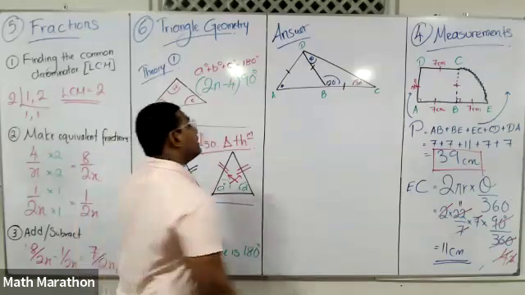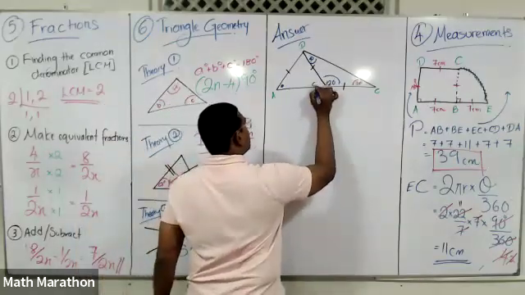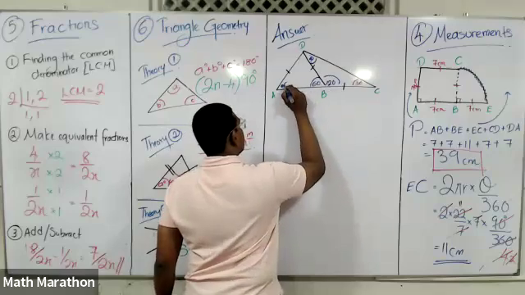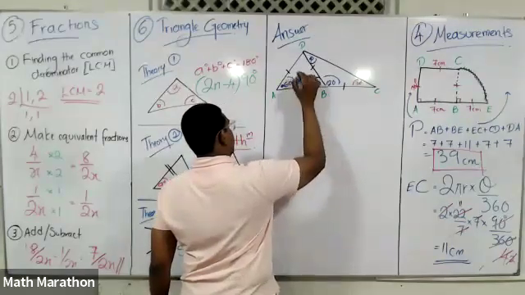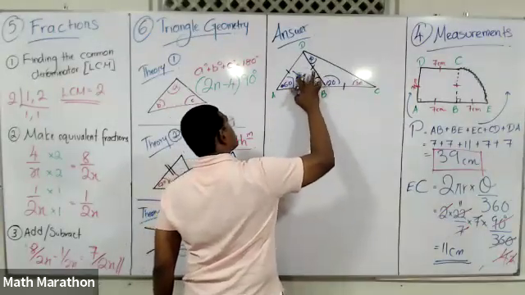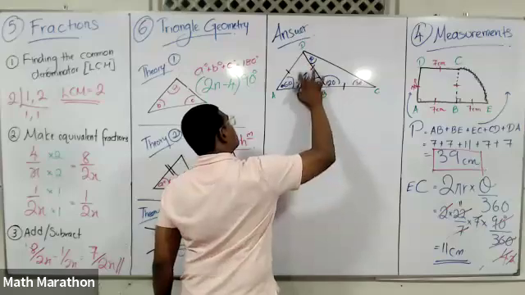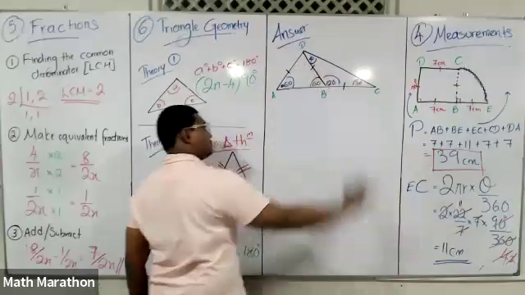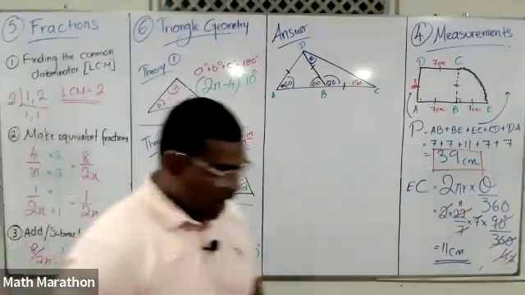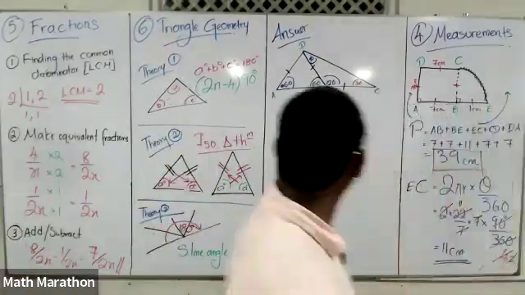Okay. If this is 120, this angle is 60. If this is 60, then this is also 60. Why? Angles opposite to the equal side. Good. So that is that. So now we'll write step by step.